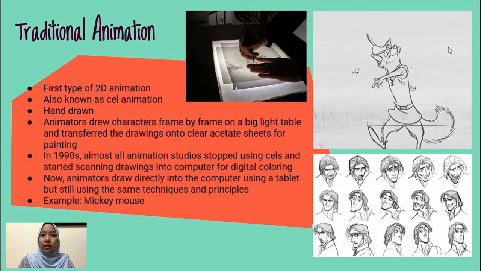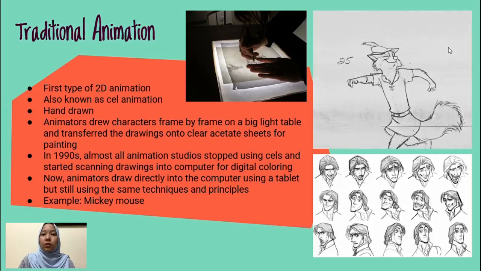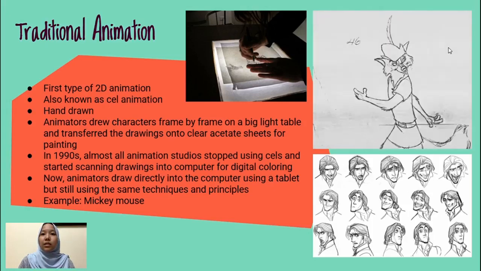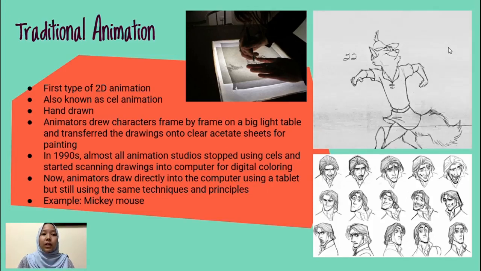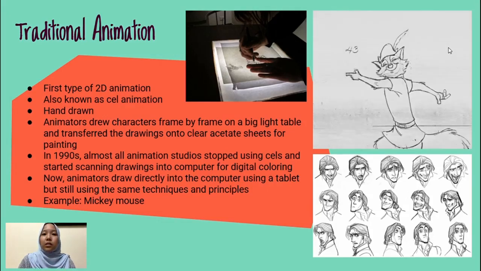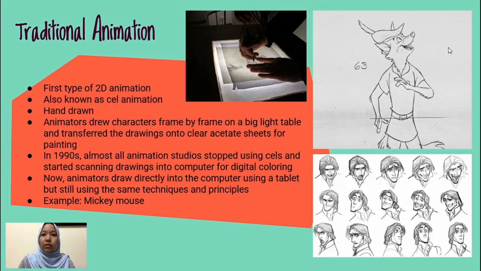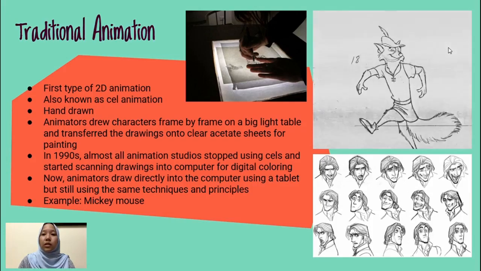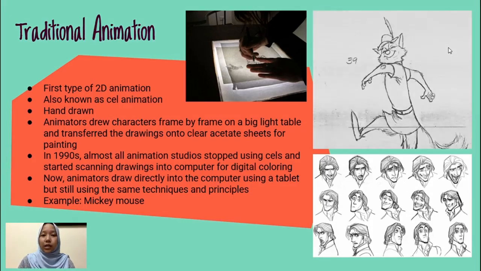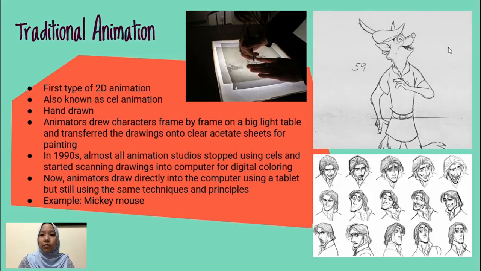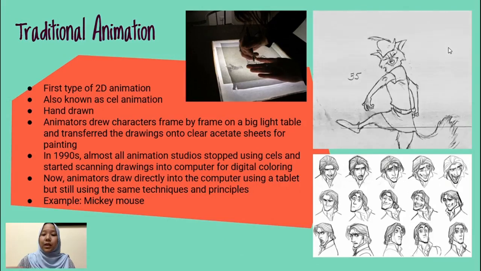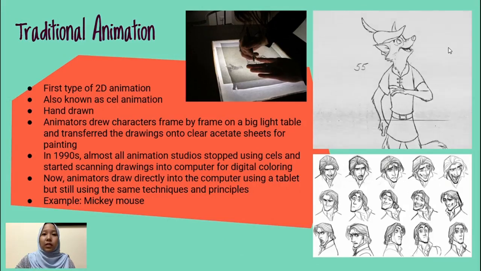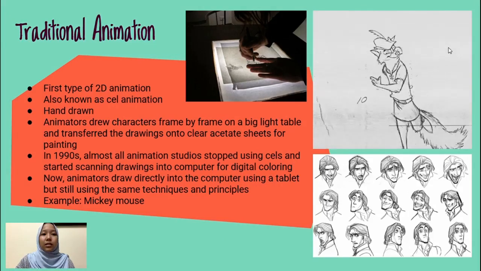In the 1990s, almost all animation studios stopped using cells and started scanning drawings into computers for digital coloring. Now many hand-drawn animators skip paper altogether and draw directly into the computer using a tablet, but they still create their animation frame by frame using the same techniques and principles as in the past. Example of traditional animation is Mickey Mouse.